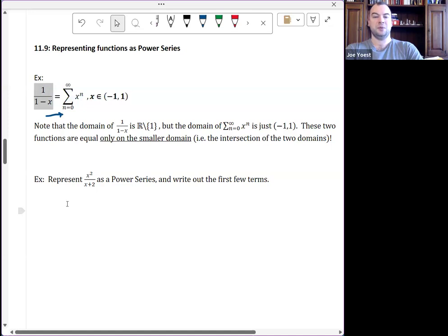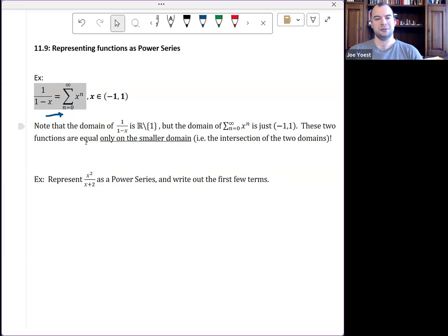This function, 1 over 1 minus x, has domain all real numbers except 1. I could plug 2 into it, I could plug negative 17 into it, no problem, for 1 over 1 minus x. This function over here, well, it has domain open minus 1 to 1. When we're representing a standard algebraic function as a power series, we have to be very, very cognizant of what the domains are.